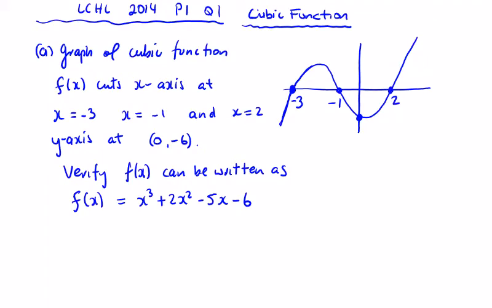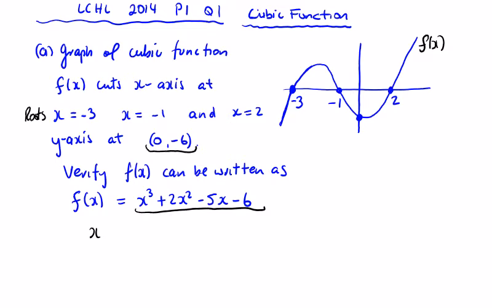Leaving Cert Higher Level 2014 Paper 1 Question 1 is a cubic function. You're given this graph, it's f of x. You're told it cuts the x-axis. You're given the roots here, so when we have our roots, we want to change them into factors to get the equation itself, and that's what we're asked to do. Verify it can be written as this.